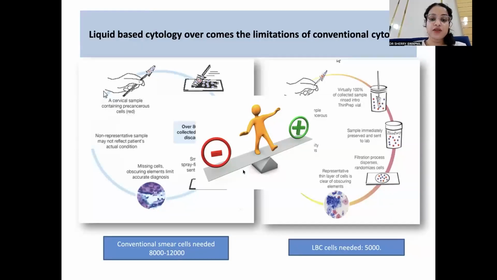So these are the limitations of conventional smear as compared to liquid base. The smear prepared in liquid base is uniform, cells are well preserved, background is clearer. In conventional smears, the cells are uneven, thick or thin, obscured by blood, mucus, inflammation. And the number of cells, now we will go towards the adequacy criteria. Adequacy criteria for PAP is different in conventional as well as in LBC. In conventional smears, we need to see around 8,000 to 12,000 well-preserved squamous cells, whereas in LBC, we just need 5,000 well-preserved cells. Next slide.